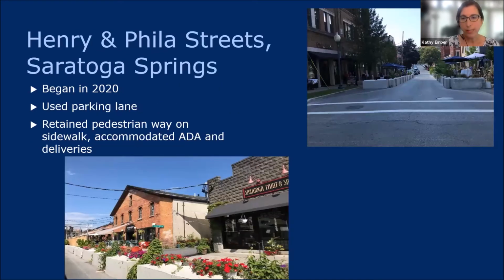So in Saratoga Springs, they also had an outdoor dining program, and they still have that. It started in 2020. They used the parking lane, and you could see the concrete barriers in the two photos. They did a lot of landscaping, a lot of decorations, lights. They had area rugs, it was quite extensive. And they allowed outdoor dining on sidewalks and on street parking lanes, and they are still continuing to have that. And they were able to accommodate sidewalk pedestrian way, ADA access, and deliveries as well. Next, please.